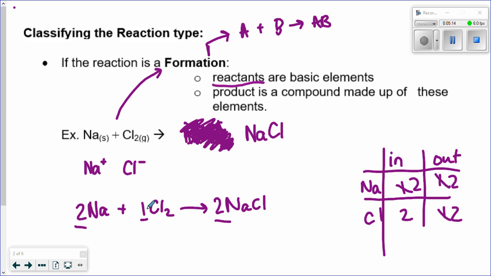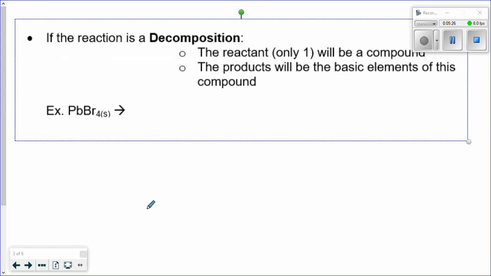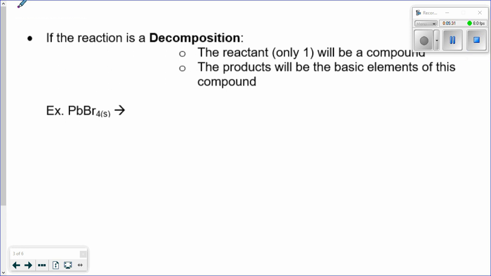I see right now in my key, there's a mistake. There we go. So that's for formations. You need to figure out what the compound will be and then balance it after. So if the reaction is a decomposition, so if you have just one compound as your reactant, so we have lead bromide, is that lead 4? Does lead only form... Yeah, so lead is multivalent, so it can form lead 2 or lead 4.